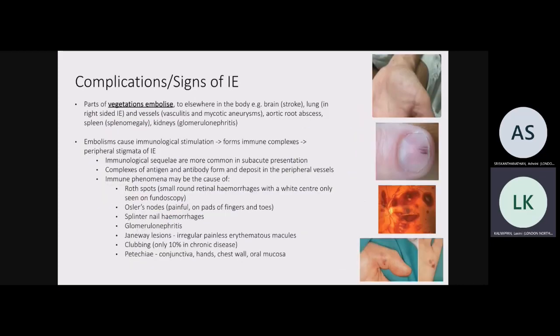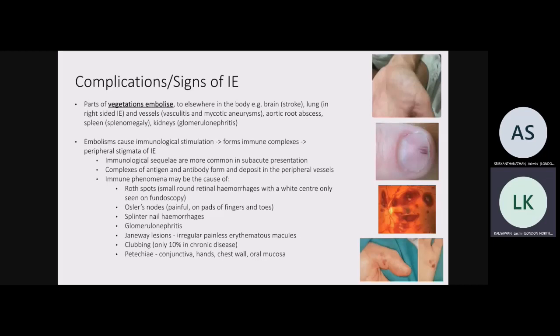Cool. So signs of IE, which is good to remember, essentially it's a sign of the embolization of the vegetation on the valve to everywhere else in the body. So if it goes to the brain, you get a stroke, in the lungs. You can also see that more commonly with a right-sided IE because the vegetation is on the tricuspid valve. You can also get it in vessels, which causes aneurysms or vasculitis, etc., etc.